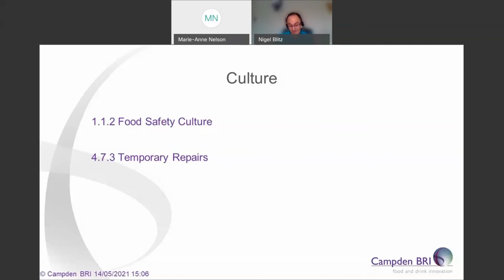And this covers all aspects of production and people. Culture is also mentioned in a section about temporary repairs, which is clause 4.7.3. Such things as temporary repairs or sticky plaster engineering. In an organization with a strong food safety culture, production staff should be knowledgeable about food safety and be empowered and feel ownership of compliance with the standard so that they feel confident about informing the relevant individual or department when a repair or adjustment needs to be made.